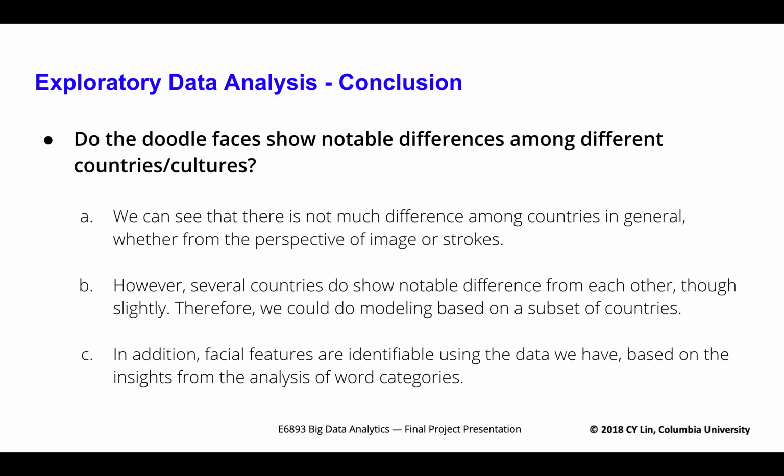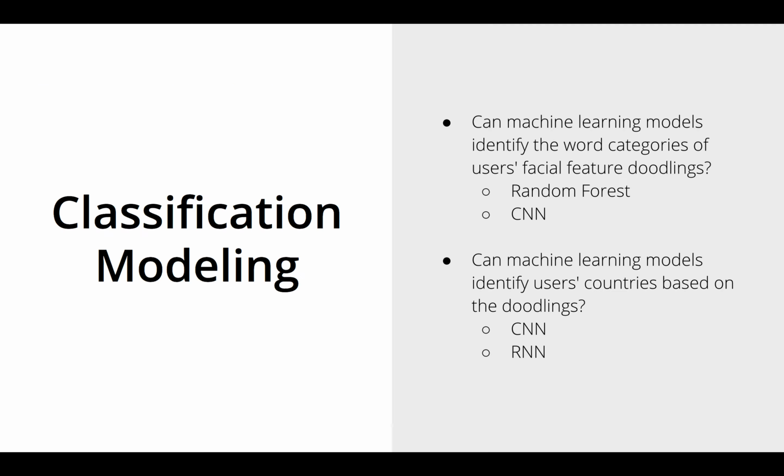So we can answer this question: there's not much difference among countries in general, whether from the perspective of image or strokes. However, several countries do have notable differences among each other, and therefore we can do modeling based on this subset of countries. And in addition, facial features are identifiable using the data we have.